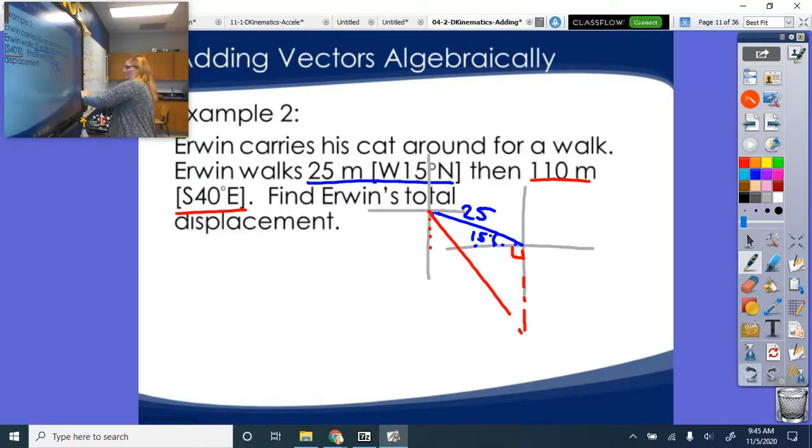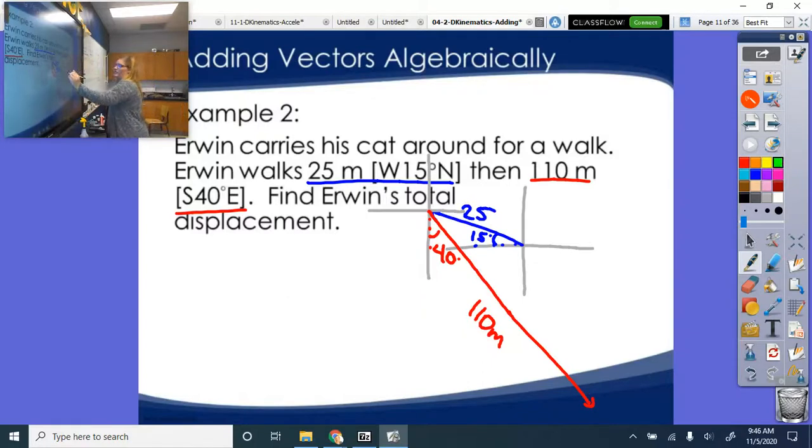So we want to make sure that we are drawing the line fairly accurately out the direction that it needs to go so that we can see everything. So this is 110 meters. Notice mine still isn't 4 times the length, but I get the idea of where it's going. And this angle right here is 40 degrees between myself and my line.